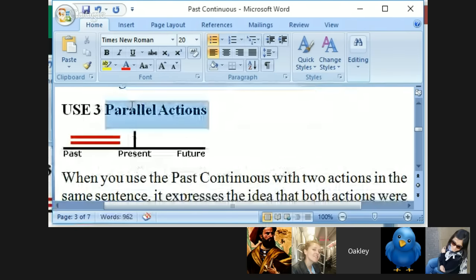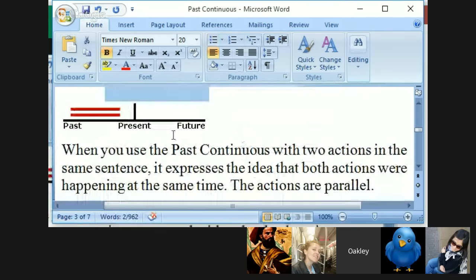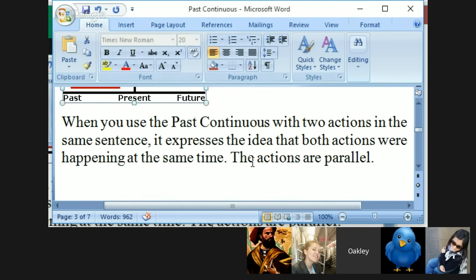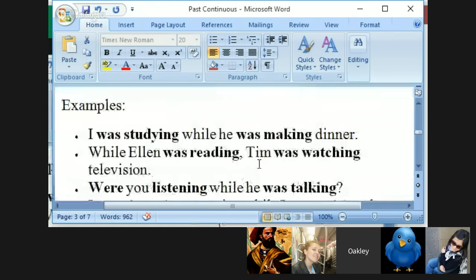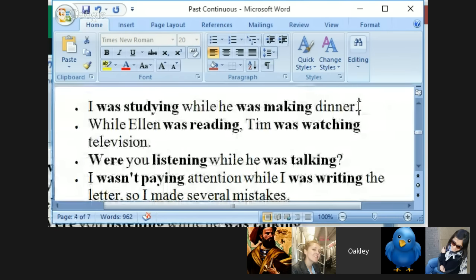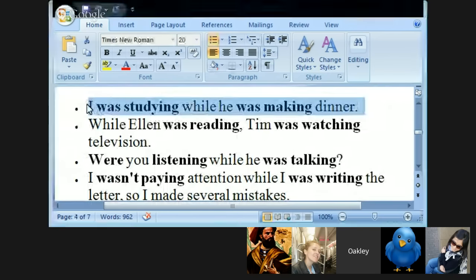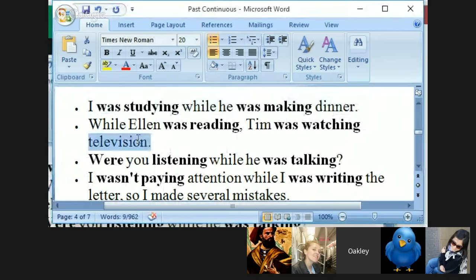All right. Next action. Number 3, parallel actions, as in parallel lines. When you use the past continuous with two actions in the same sentence, the idea is that both actions are happening at the same time. For example, I was studying while he was making dinner. While Ellen was reading, Tim was watching television. Both actions of duration happening at the same time.